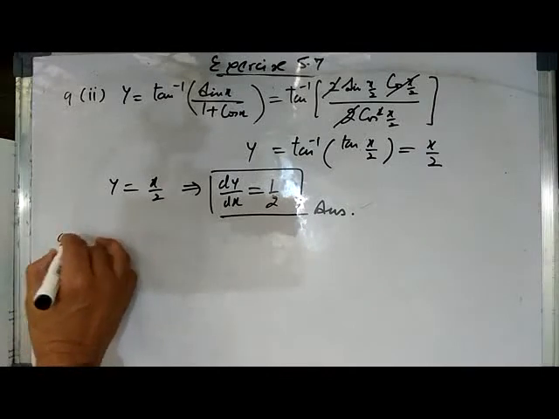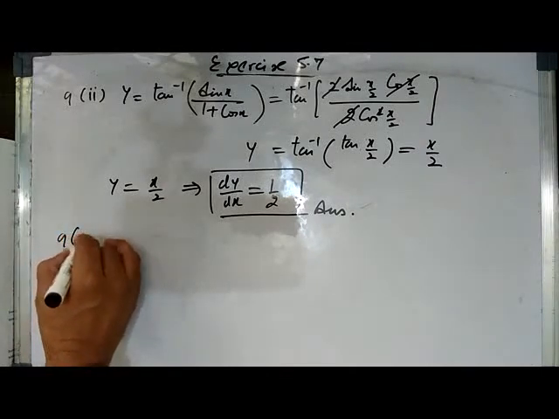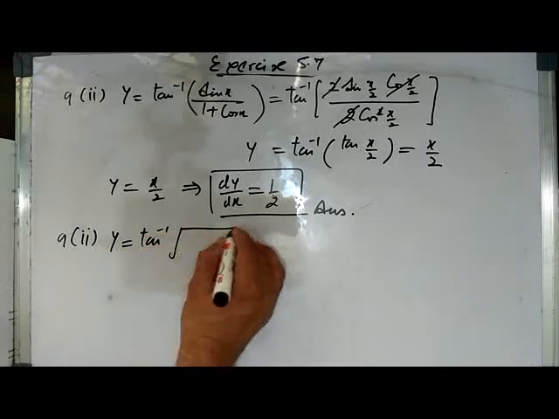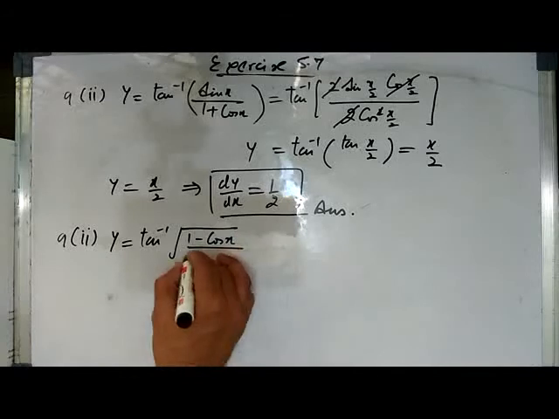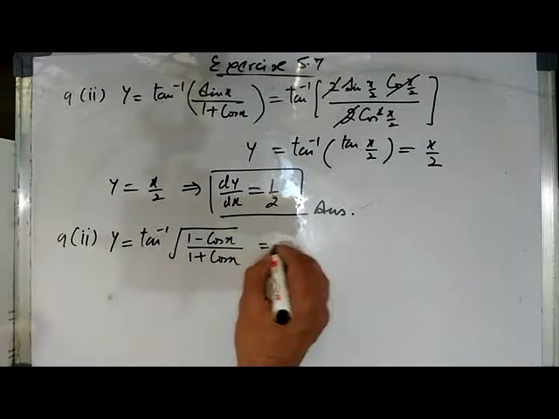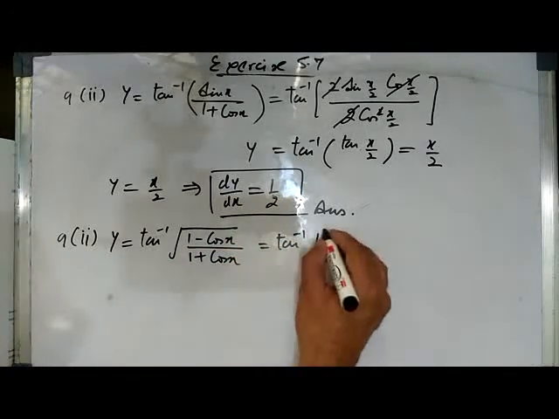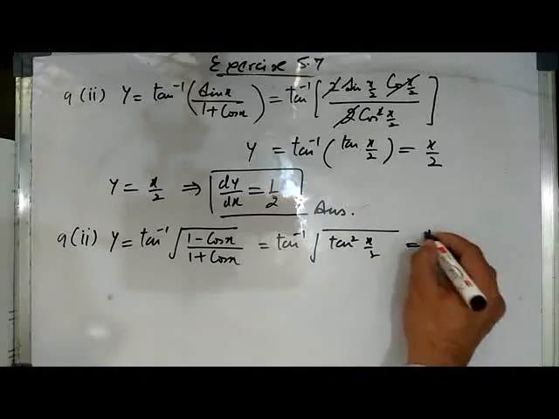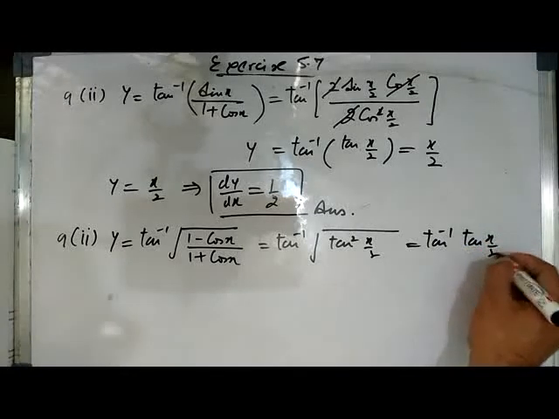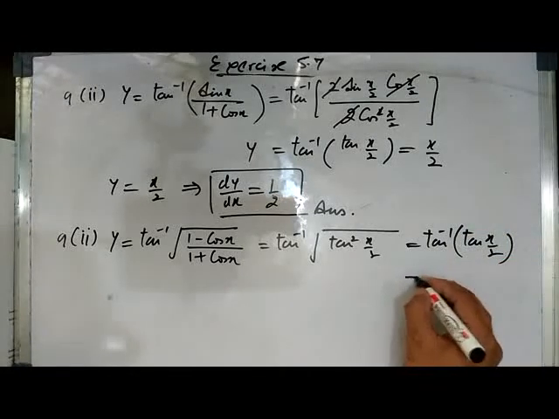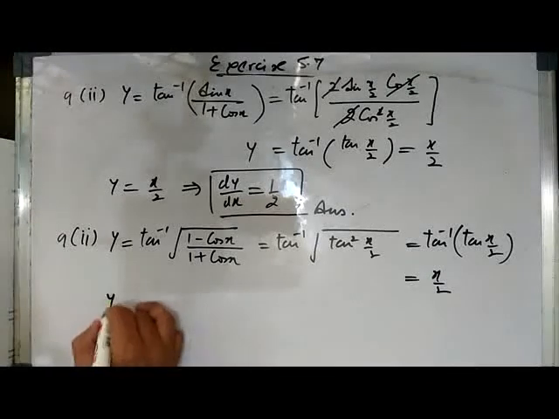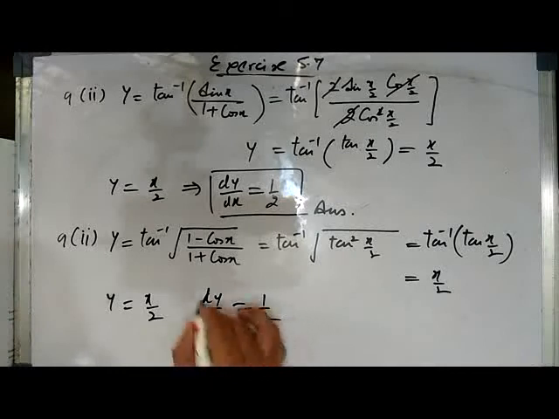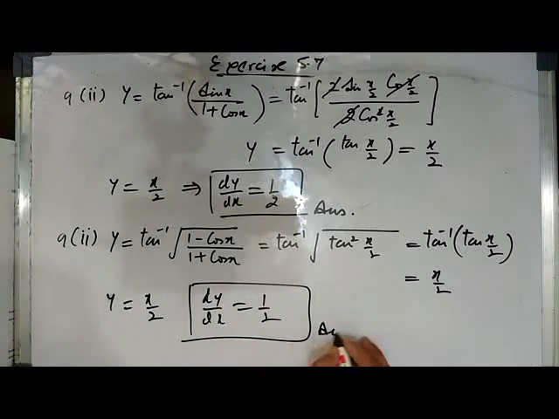Similarly, another example, another question from the exercise 9th, second part. y equals tan inverse under root of 1 minus cos x upon 1 plus cos x. Once again, simplifying this before differentiation, you know this is the formula of tan square x by 2, so tan inverse of tan x upon 2, and that is going to be x upon 2. Same, dy dx is nothing but half. That is your answer.